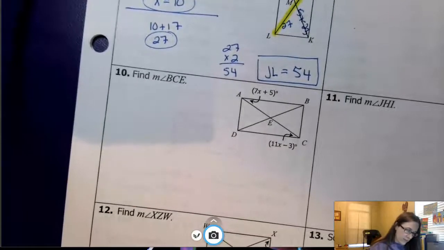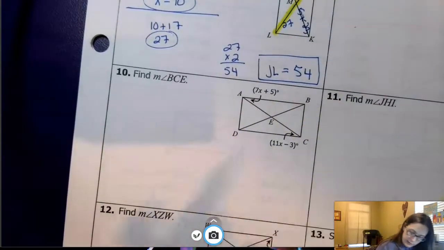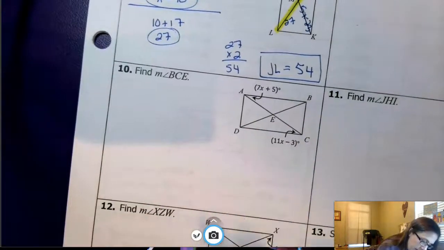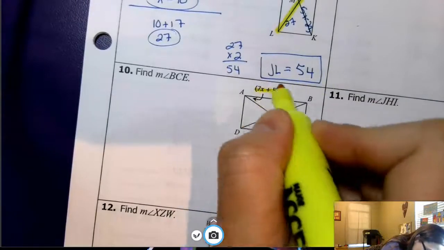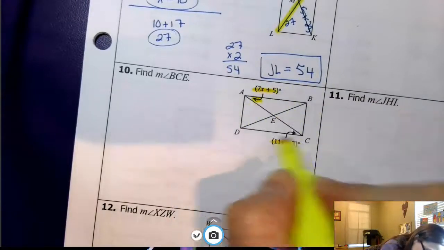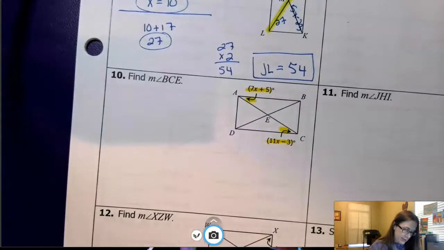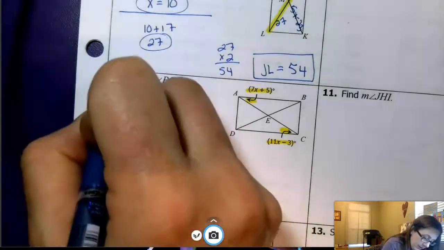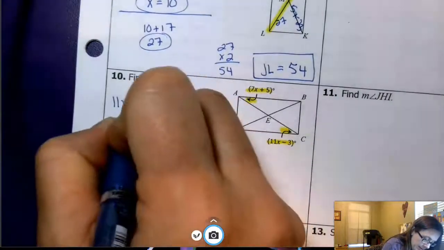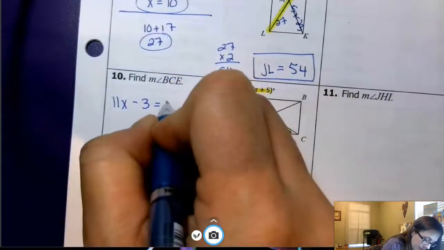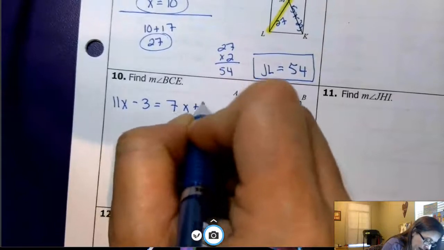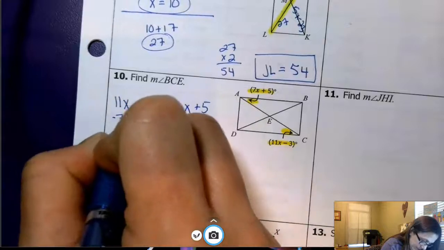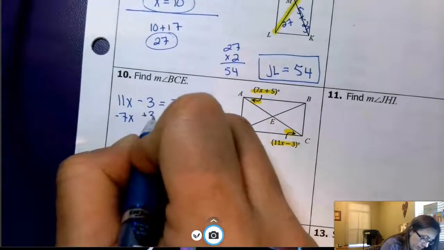Okay, over here, these are alternate interior angles. Remember, you've got parallel lines cut by a transversal. This angle right here is equal to this angle right here. They're alternate interior. I'm going to start with the bigger variable number. So I have 11x minus 3 equals 7x plus 5. I'm going to subtract 7x on both sides. Then I'm going to add 3 on both sides.